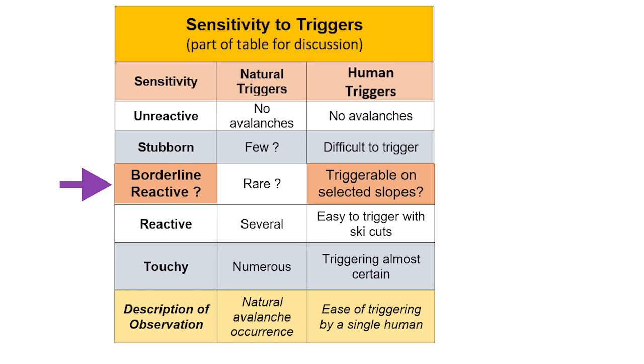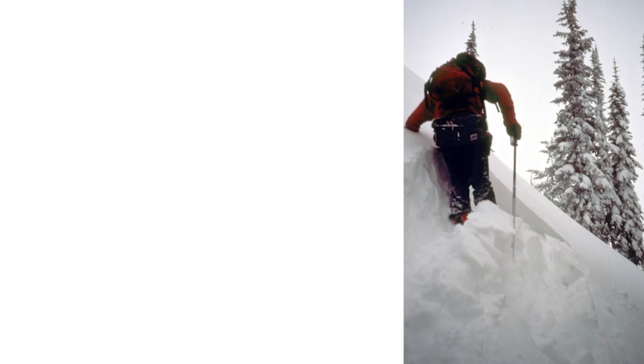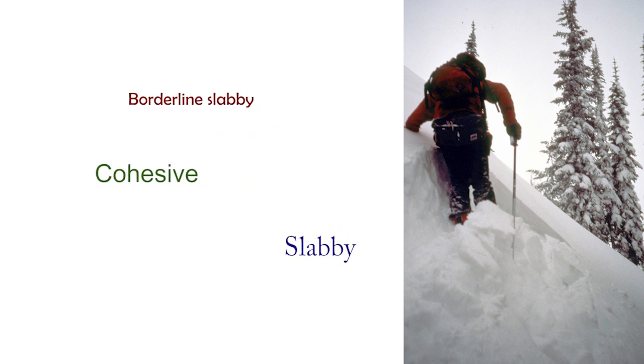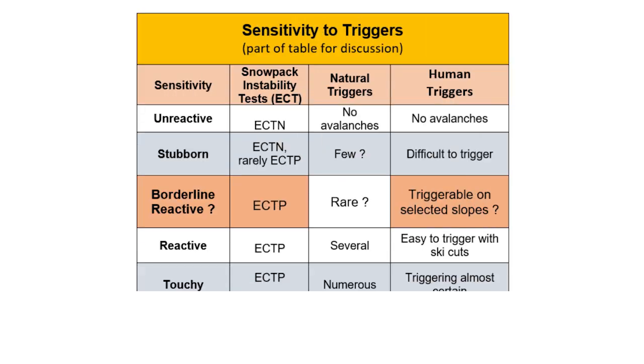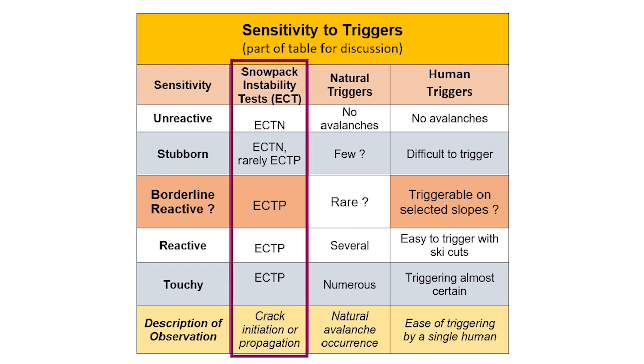Of course, rather than summarizing the conditions with terms like borderline reactive, we can report the basic observations: cracking at skis, shooting cracks, mushrooms releasing. For the feel that some practitioners associate with slab tension, we can report cohesive, slabby, or borderline slabby. The snow in this photo shows the first signs of slabbiness. Since snowpack instability tests help us interpret sensitivity to triggers, here's a column for the extended column test. Colin Zacharias, and likely others, have developed a more general column for snowpack instability tests.